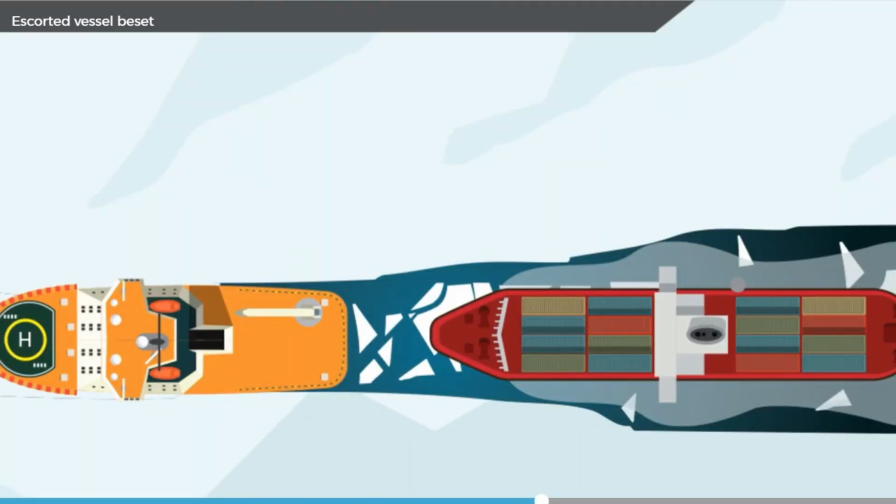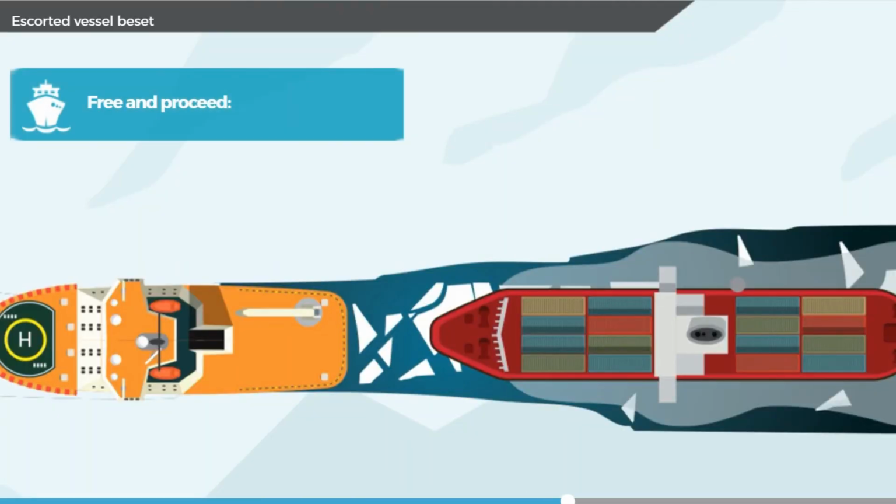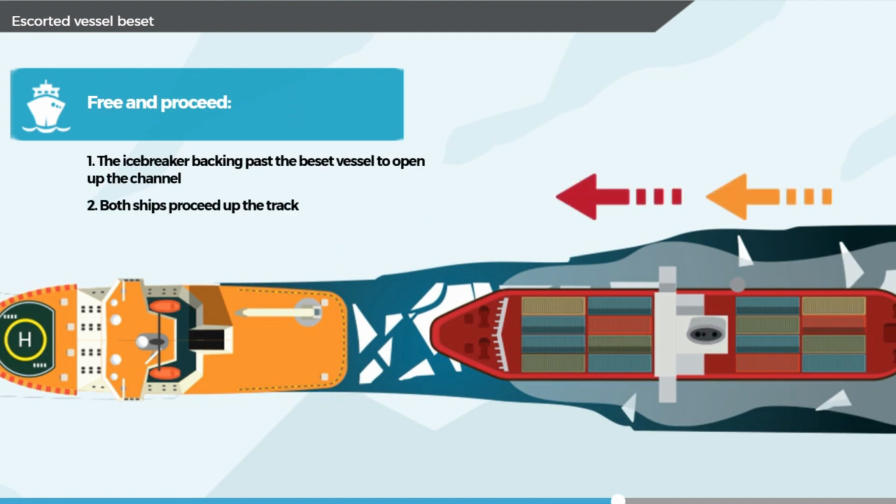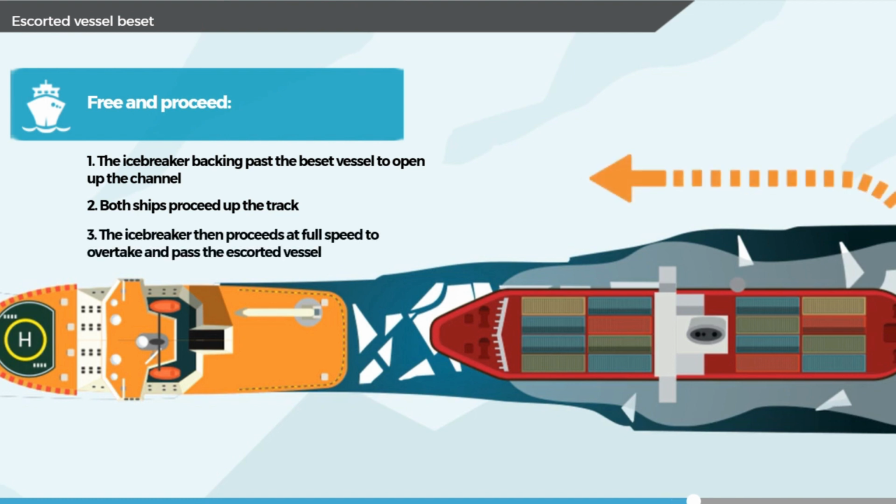Another way to assist a beset vessel is the free and proceed system, in which the beset vessel, once freed, is directed to proceed up the track made by the icebreaker in backing, while the icebreaker initially follows behind. The icebreaker then proceeds at full speed to overtake and pass the escorted vessel. This cuts down the number of freeing operations and improves progress. To free a vessel beset that was navigating independently, the icebreaker will normally approach from astern and cross ahead at an angle of 20 to 30 degrees to the beset vessel's heading.